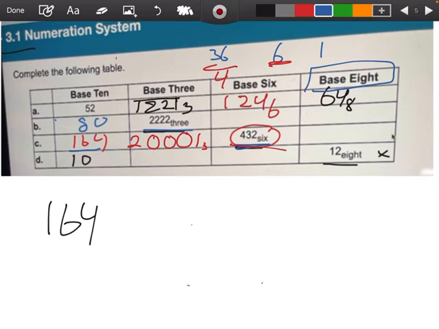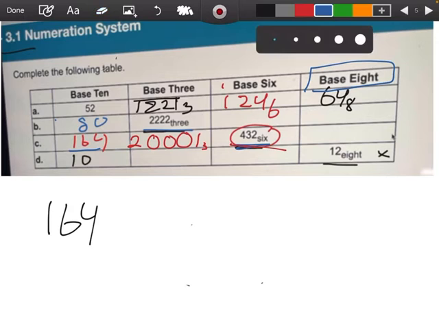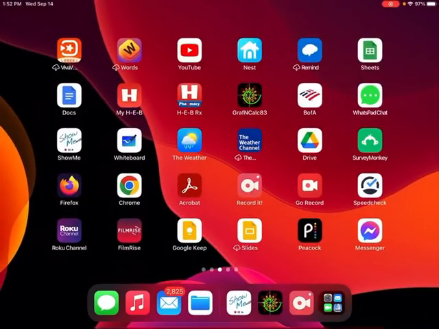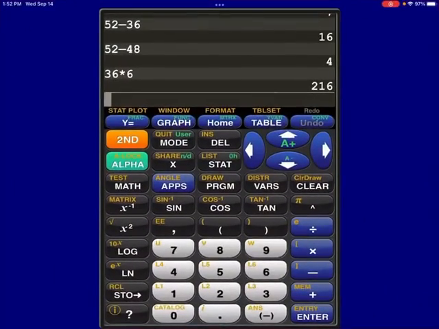All right, 164 in base 8. So remember, I have 1s, I have 8s, and I have 64s. So let's take a look. 64 into 164 would probably go in 2 times. That's going to give me 128. So 164 minus 128 is 36. So I'm left with 36.